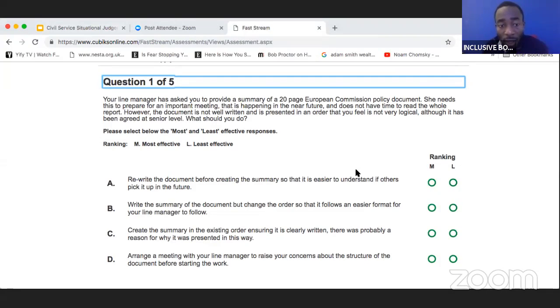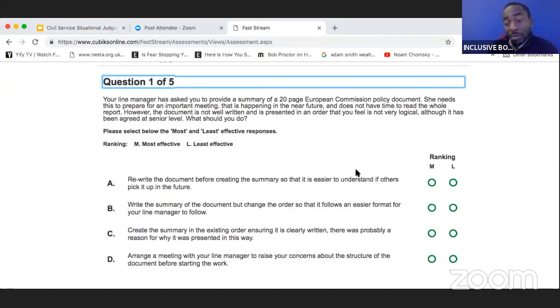And D is also effective. By arranging a meeting and raising concerns about the structure of the document, it may give you a chance to rewrite the document before starting the work. Makes sense. However, it's not the most effective because it might be time consuming. Your line manager may not have the time to actually have a meeting with you. So these are things you want to bear in mind.